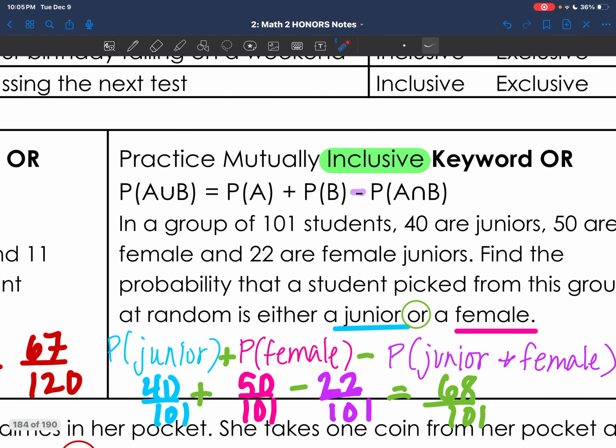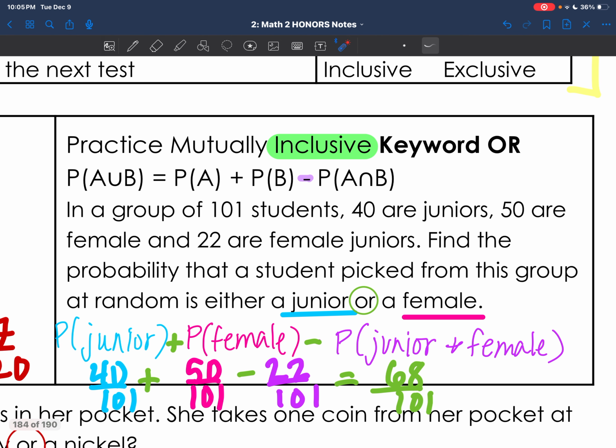All right, now let's do a mutually inclusive example. So remember, we have our formula here, and remember, now we're going to subtract the ones that can be the intersection of it, or they're both at the same time, because you don't want to double count it. So here we go, in a group of 101 students, 40 are juniors, 50 are female, 22 are female juniors, and find the probability that a student picked from this group at random is either a junior or a female.